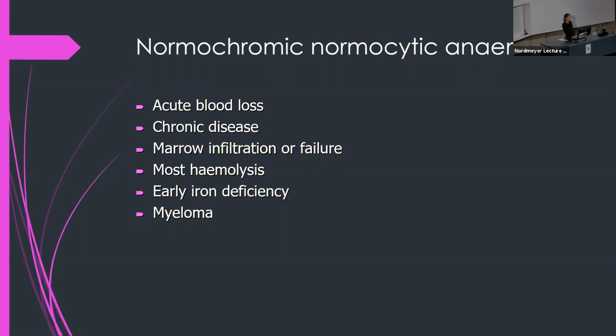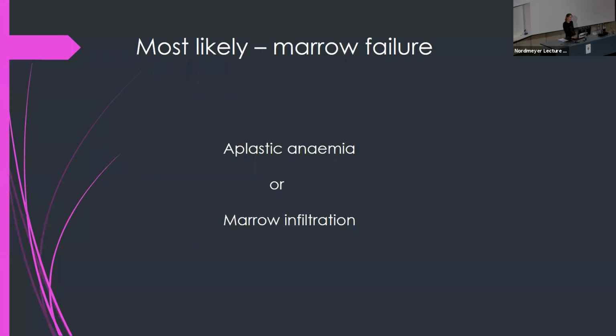Hemolysis, not on its own, that would only explain anemia. Iron deficiency doesn't give white cell and platelet problems. B12 does, but it's macrocytic anemia, not normocytic. Myeloma is possible as an infiltration. And I think some sort of marrow failure.